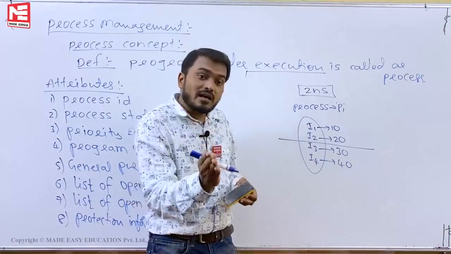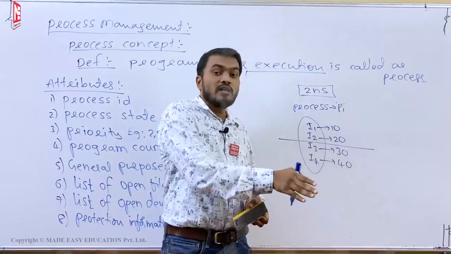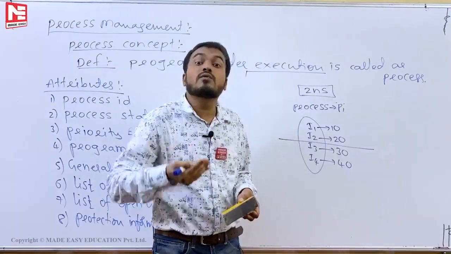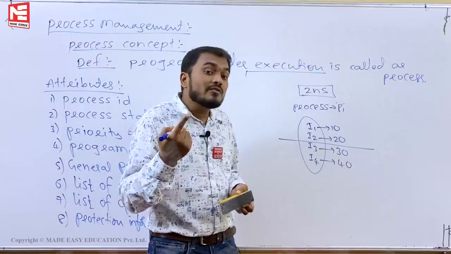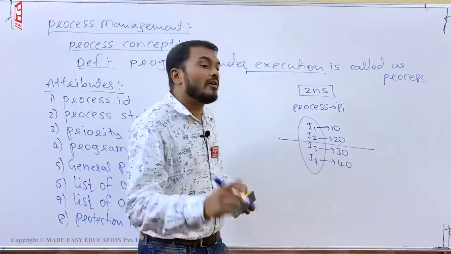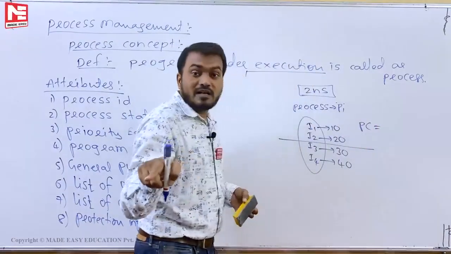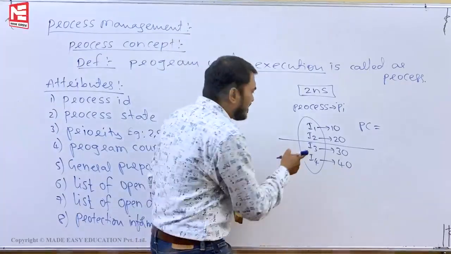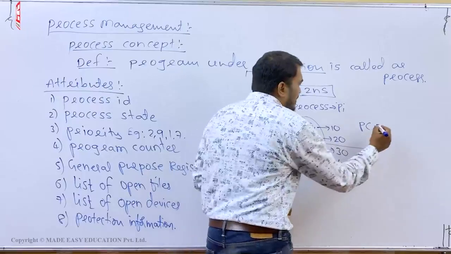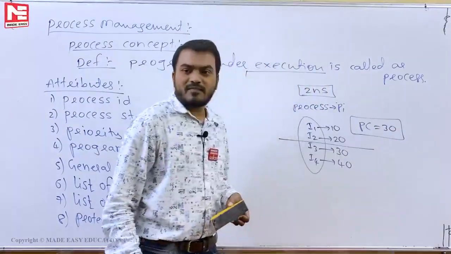Next time when P1 is scheduled onto the CPU, from which instruction do you have to execute? That is identified by the program counter. The program counter will be assigned the address of the next instruction to be executed. What is the address of the next instruction? 30. So the program counter will be assigned the address 30. Is that clear?